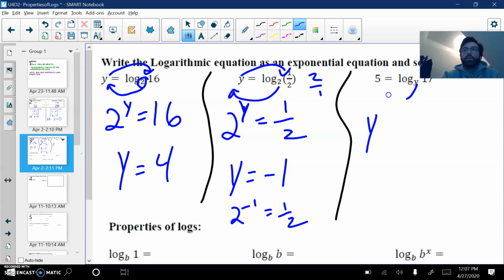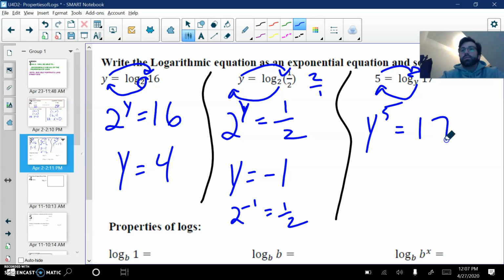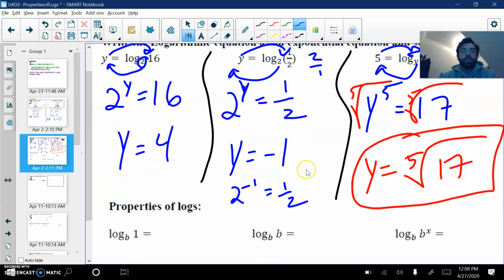Base is y. y to the 5th equals 17. Well, how would I solve for 17 here? Well, nothing to the 5th, there's no easy 5th power that gives me 17. So to undo our exponent, I need to take the 5th root of both sides to get y equals the 5th root of 17. How did I know to take the 5th root? Remember, if this was y squared, I take the square root. If it was y cubed, I take the cube root. All right. This exponent tells me the index of my answer. And I would just have you leave it like that. There is no easy 5th root of 17.